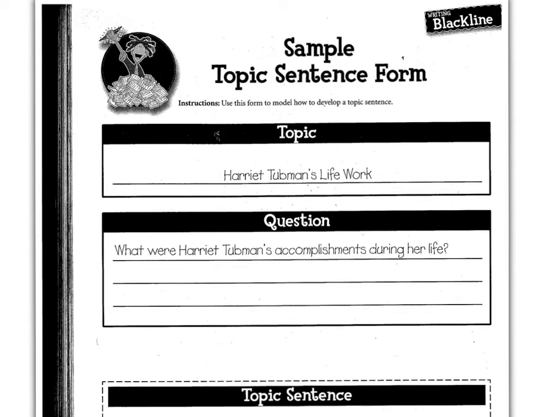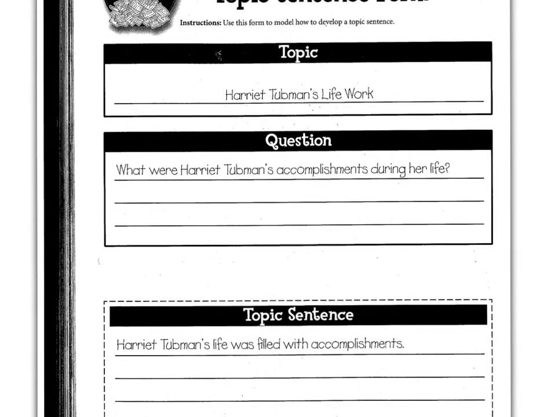But let's take a look at this one that I use as a class example. My topic was Harriet Tubman's life work. Do you notice that my question talks about her life work, the accomplishments that she's had in her life? So I said in my question, what were Harriet Tubman's accomplishments during her life? My question even allows for multiple answers. And that's the key. It's narrow enough that I'm writing about something specific, but it's broad enough that I can write several answers to that question.